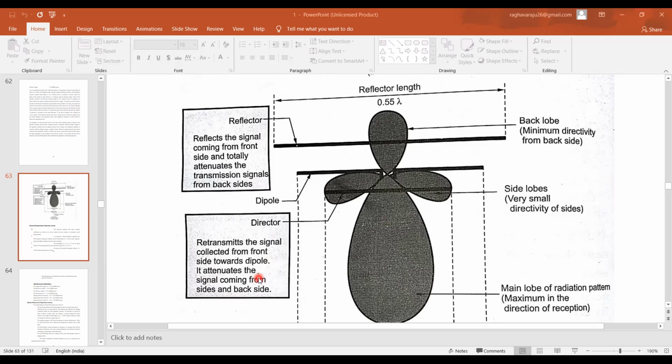It will come back, retransmitting the signal collected from the front side towards the dipole. So it attenuates the signal coming from the side and the back side. This is the main lobe or major lobe of the radiation pattern, maximum in the direction of radiation, and this is the back lobe.